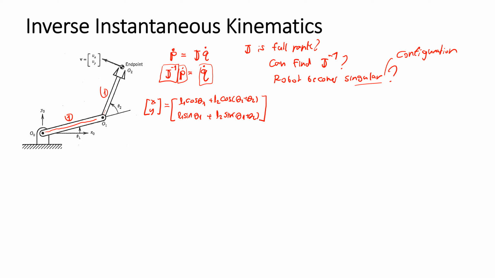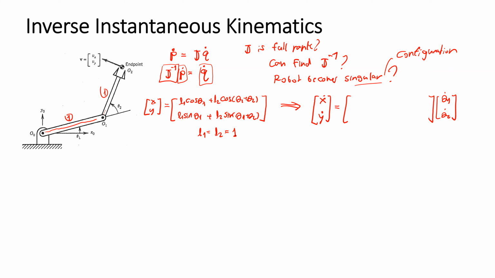Before this, we obtain the Jacobian matrix. We obtain the Jacobian matrix by relating x dot and y dot, the speed, to the joint speeds theta 1 dot and theta 2 dot, right? Let's make it easy by letting L1 and L2 equal 1. The length is equal to 1.